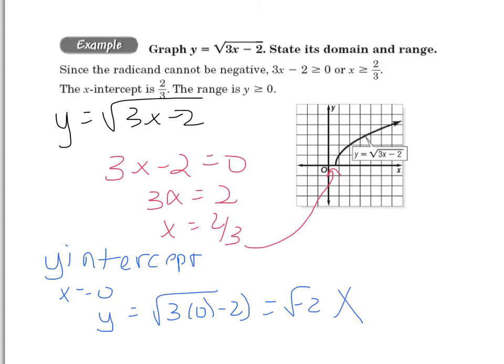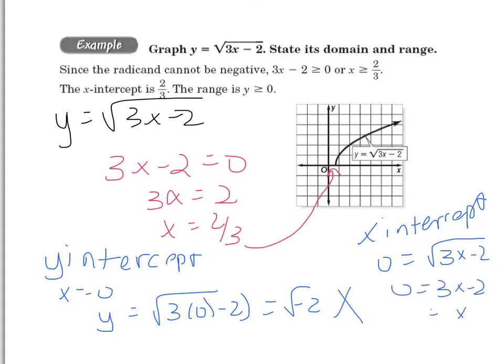Now let's try to find the x-intercept. That's where this equals 0. Well, that will happen when 3x minus 2 equals 0, and as we've already seen, that happens at 2/3. So our x-intercept is our starting point, and that ties in with the fact that there was no vertical shift. It should have stayed on the x-axis.